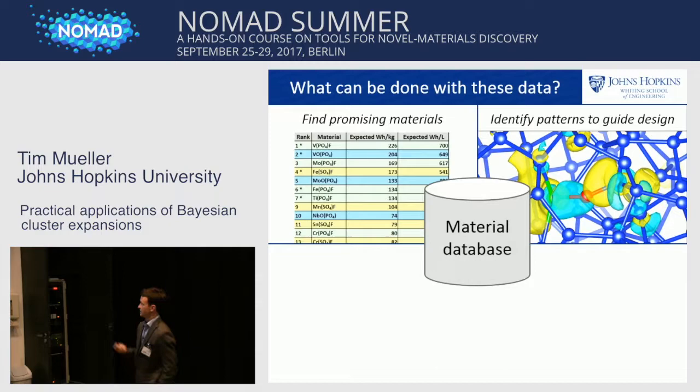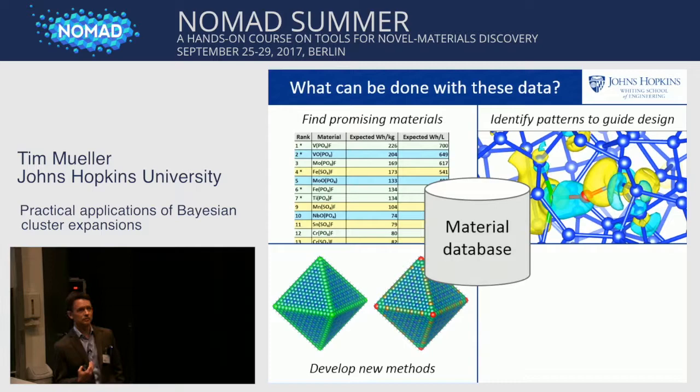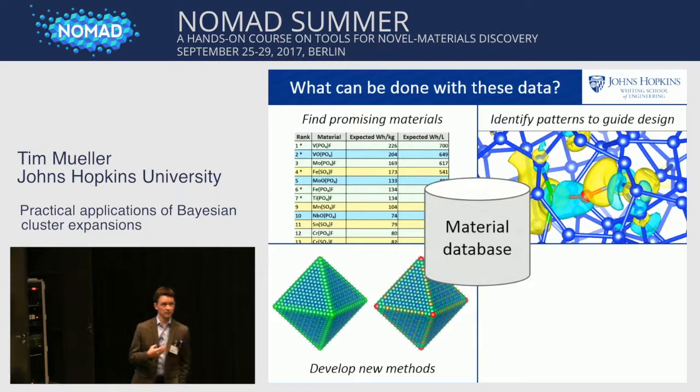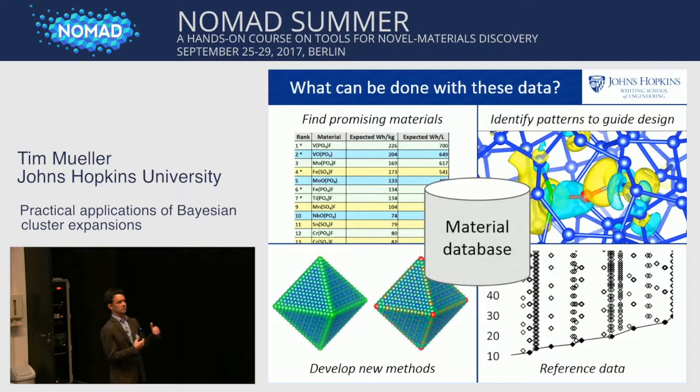You can also, and this is what we'll be talking about today, develop new methods. So using all the data we've generated, can we find ways to calculate properties more quickly and/or more accurately than we did before? And finally, you can just use it as reference data. All those big books we have on our shelves with all the tables of data, that's all going away, right? We're getting all this information now online through these databases.